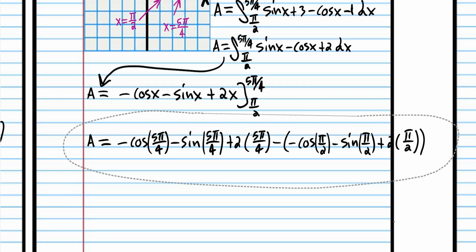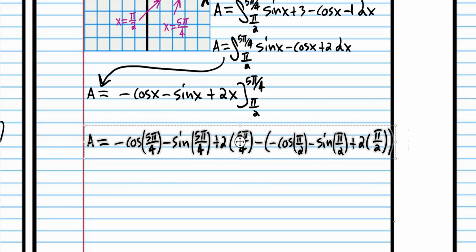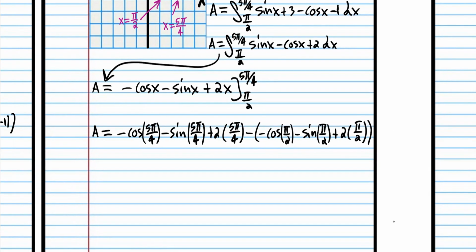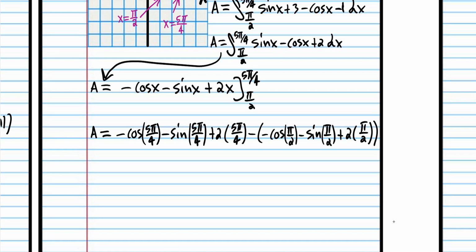Alright, so let me find some more room. Or just scrunch that in. So let's go back and double check to make sure we wrote everything correctly. It's very easy to make a mistake. So don't just assume that we wrote everything correctly.